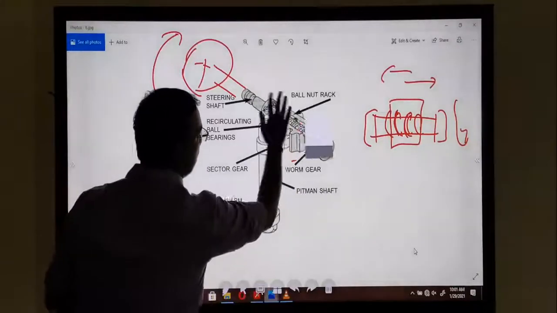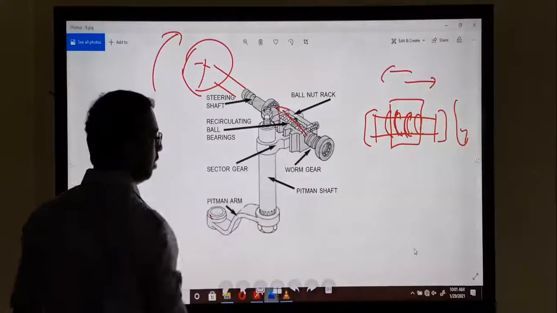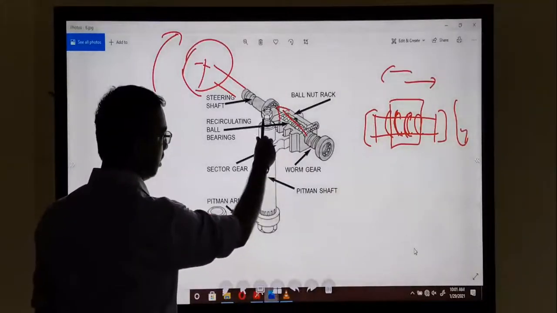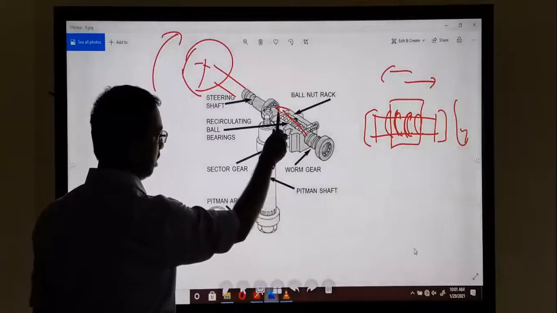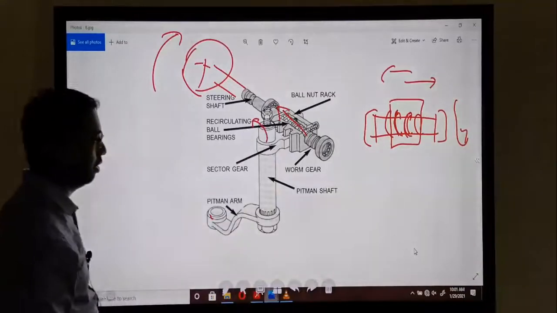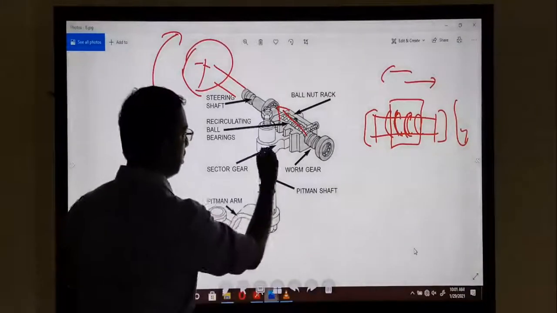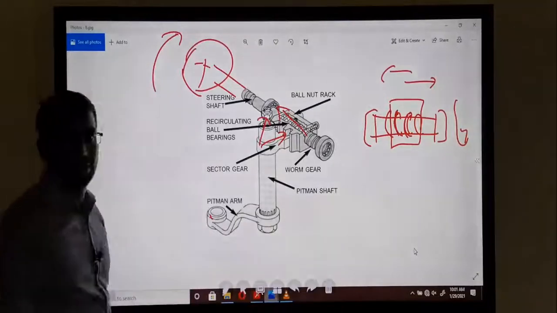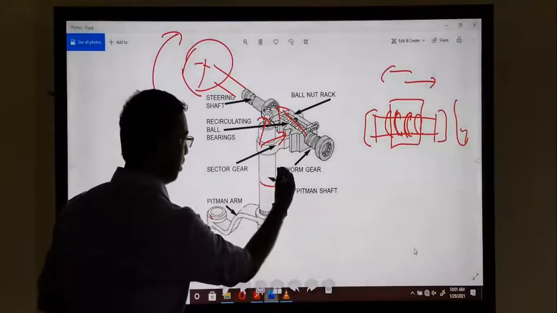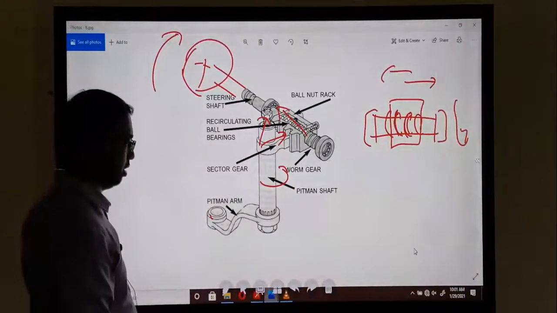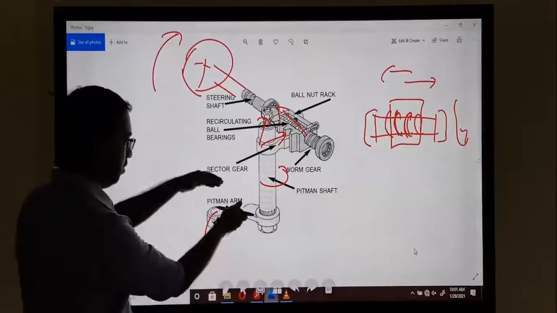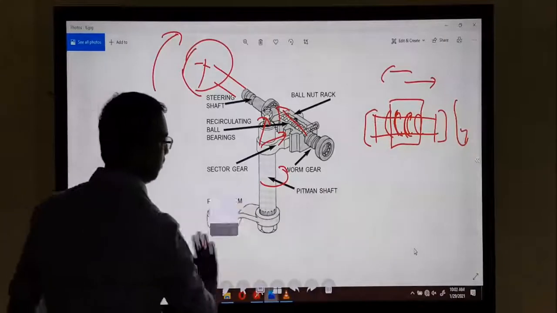On the other side, when this ball nut gear is moved this way, what will happen? This gear sector is moved this way, not this side. This direction. So this shaft is moved like this. According to that, the pitman arm moves this way.